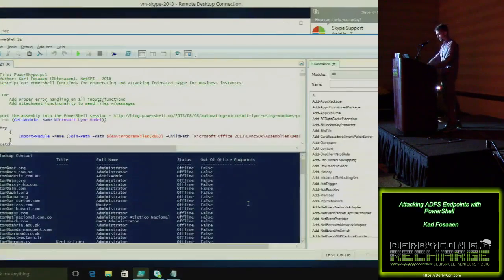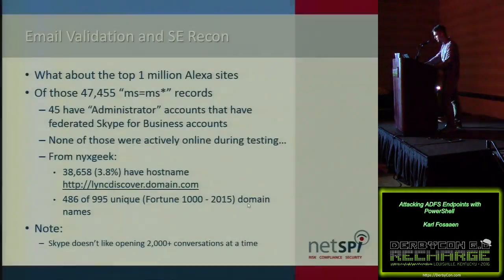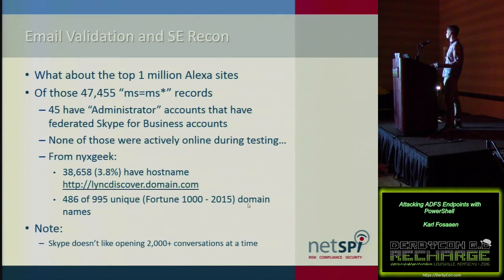All right, so let's return to this. That's really handy info to have, right? Being able to look up status, validate the actual email addresses so we know that they're real, so we can use them for authentication. So of the top million, we had 47,000 with the MS equals MS star. I didn't do very broad sweeping checks outside of the administrator account, but 45 of the domains had administrator available.